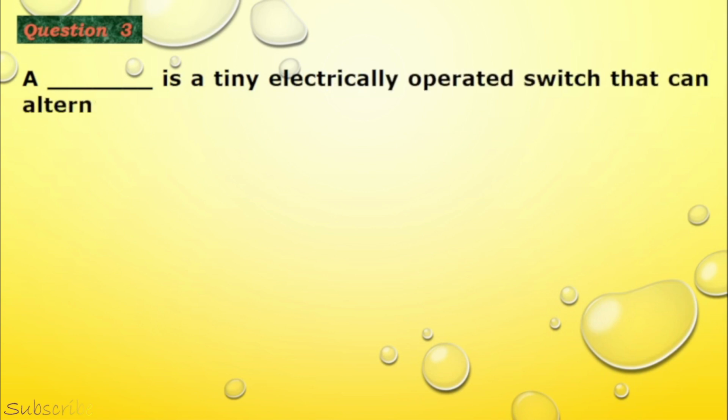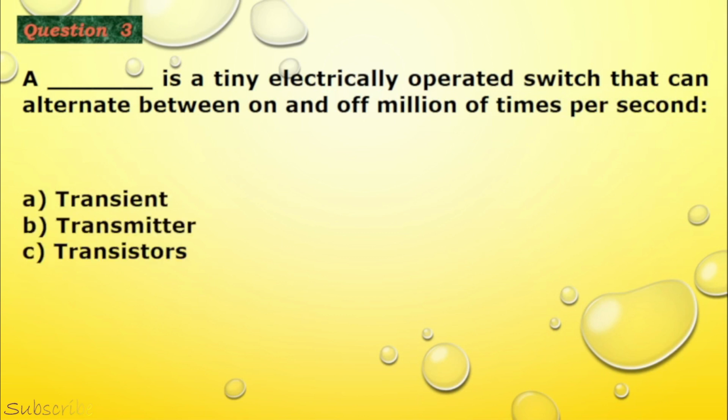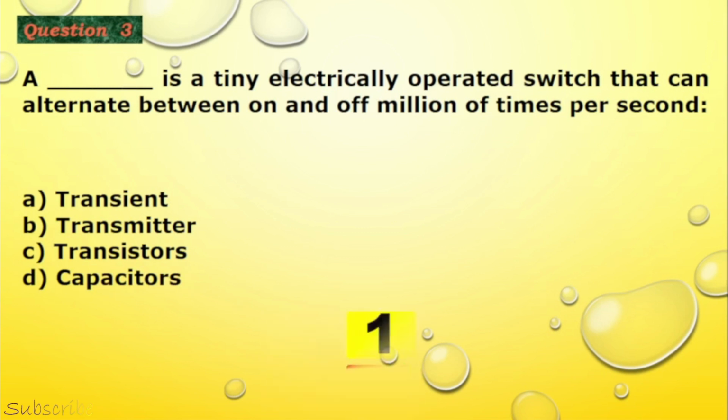Question number 3. A blank is a tiny electrically operated switch that can alternate between on and off millions of times per second. A. Transient. B. Transmitter. C. Transistors. D. Capacitors. The correct answer is letter C, transistors.